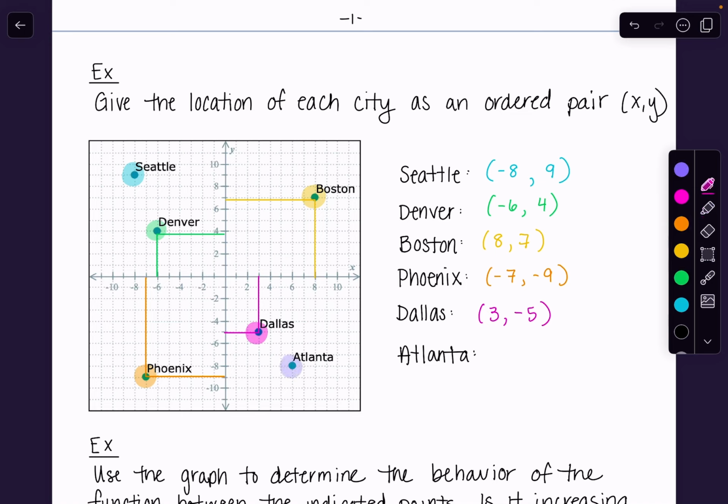And then last but not least, we've got Atlanta. The x-coordinate would be +6. And the y-coordinate will be -8.